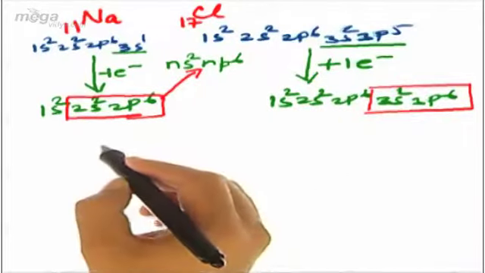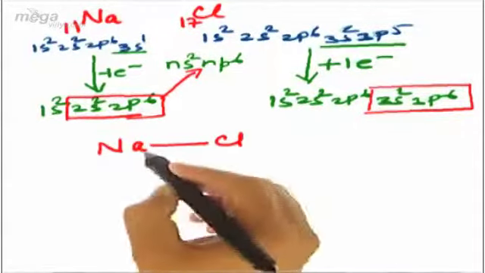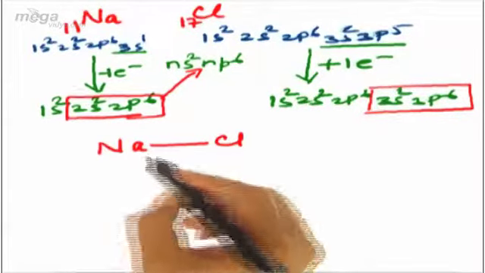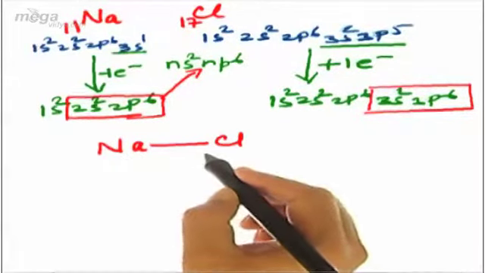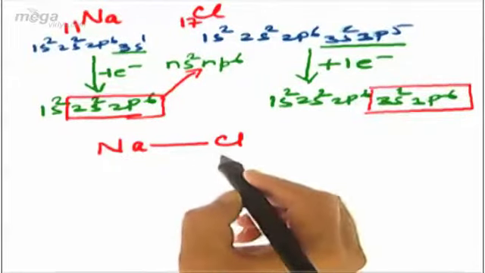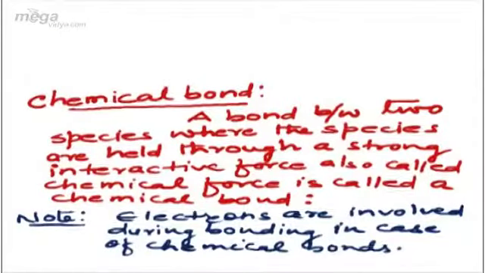So here we are observing in case of NaCl that Na and Cl are held to each other by the loss and gain of one electron. That means in this case electrons have been involved and such a bond is called a chemical bond. So we have dealt about a chemical bond.